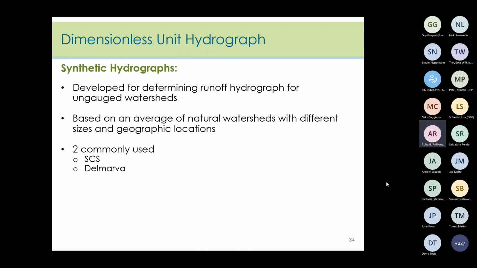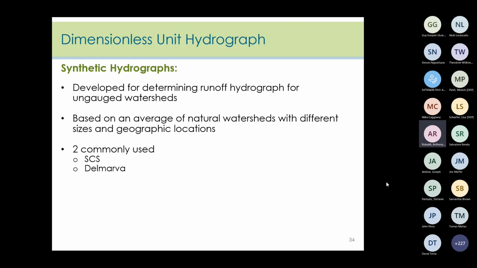In an ideal world, a unit hydrograph would be developed by metering the flow from a watershed. Since this isn't very practicable, we use synthetic hydrographs instead. So 2 synthetic hydrographs were developed for determining runoff from watersheds. The 2 that we generally use are the SCS dimensionless unit hydrograph and the Delmarva dimensionless unit hydrograph. And most software packages have settings that allow selection of either of those.